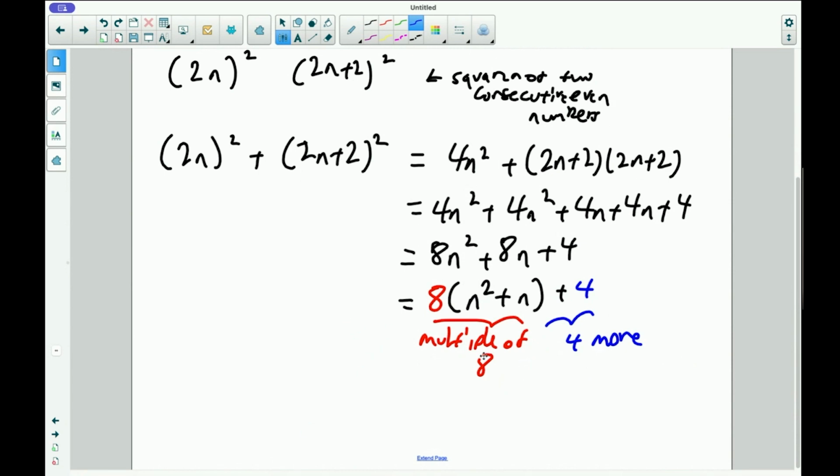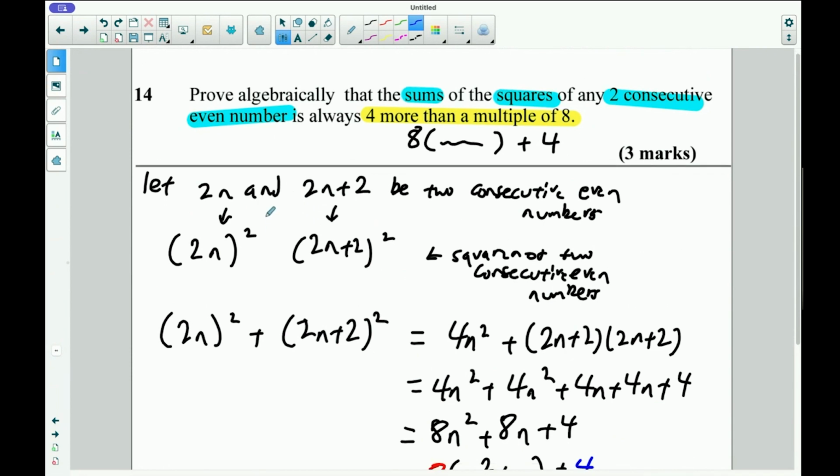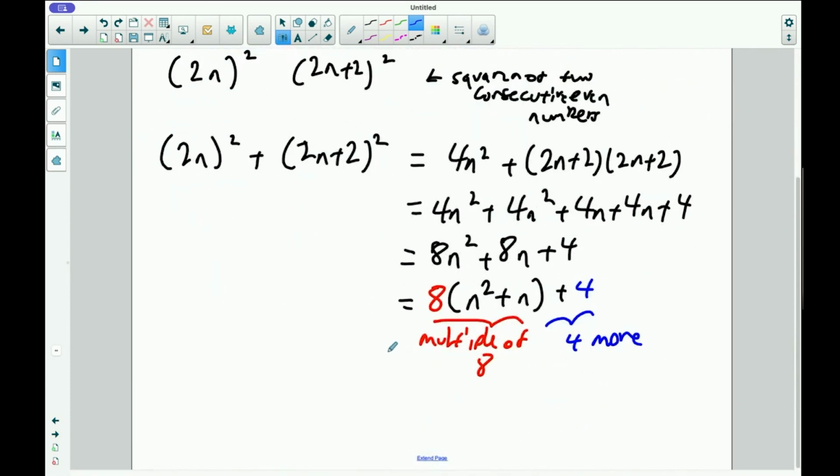Why didn't I add the 2n and the 2n plus 2? So remember, I'm looking at the squares of those two numbers, right? So I have my two numbers, 2n and 2n plus 2. I have to square this one, and then I have to square this one, and then I'm adding the squares together. I'm not adding 2n and 2n plus 2 first and then squaring. It's like saying the squares of 3 and 4. So that would be 3 squared and then 4 squared. I'm not doing 7 squared. Hopefully that makes sense. Okay.